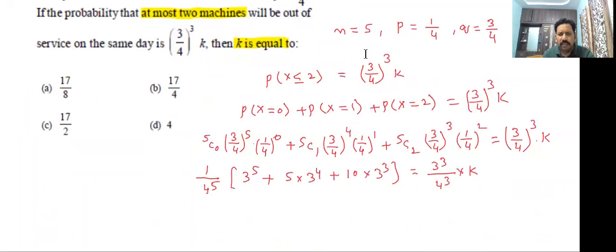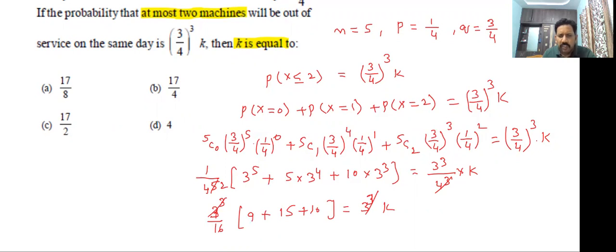Now here observe the calculation, the denominator part. 4 cube is going to cancel. So 2 more 4s are there, 4 square means 16. Then numerator, take that 3 cube common on the left hand side, remaining 3 square, that should be 9. Here 3 into 5, 15, plus 10, that is equal to 3 cube into k. Okay, 3 cube cancel.